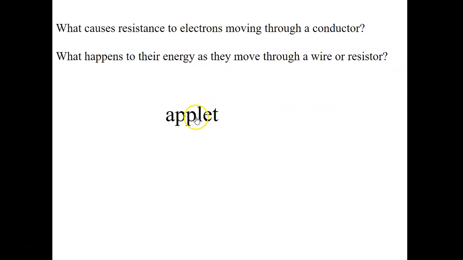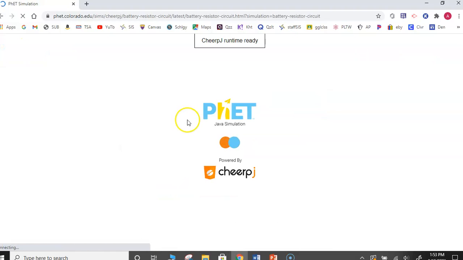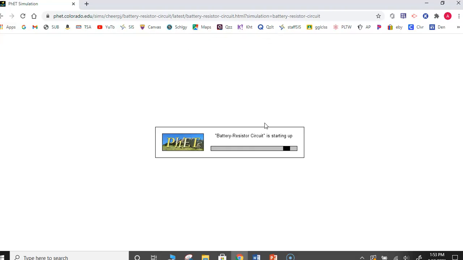What causes the resistance of the electrons moving through a conductor? What happens to their energy as they move through the wire or a resistor? Let's see if this applet will pull up. Usually it does not take this long to load up. I hope these don't start taking this long to load up.